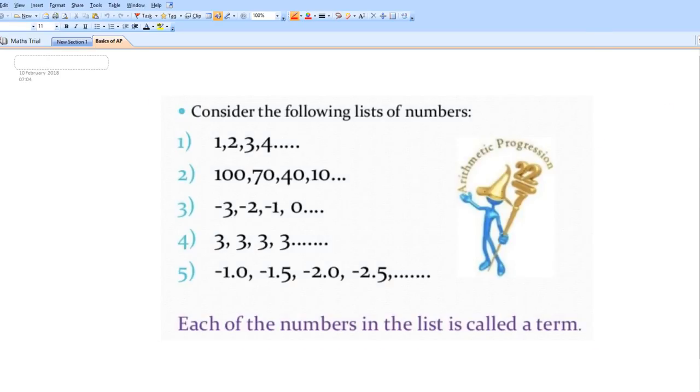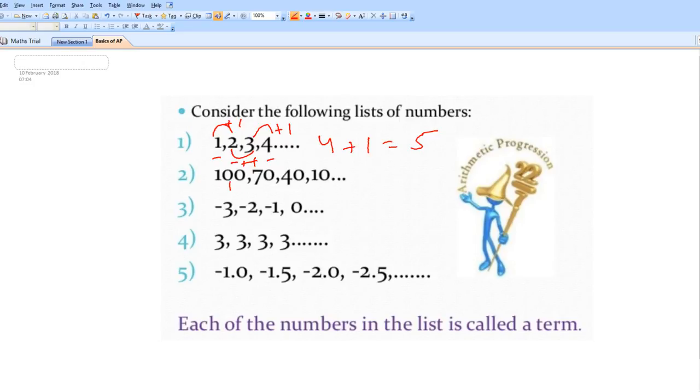Let's consider more series. So there is a set of numbers 1, 2, 3, 4. Right, here when I add +1 to the first number, I get the second number. Then I again add +1 to the second number, I get the third number. Then I add +1 to the third number and I get my fourth. On the basis of this information, if I want to predict the next number, I can just say that the next number will be 5.